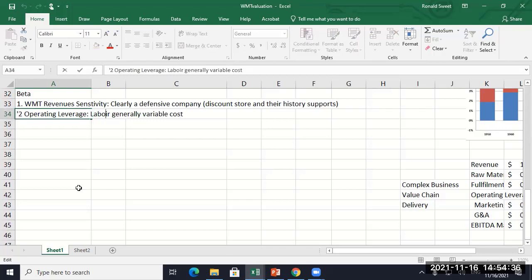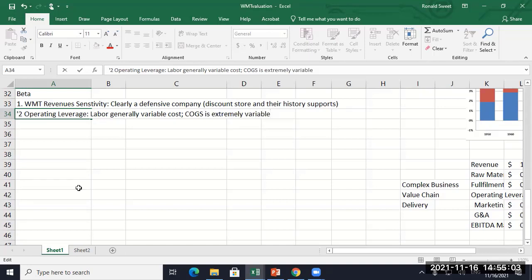Generally, they do have managers and others that are fixed costs, but I don't know at Walmart if the managers are probably a lot of them are hourly workers. So I don't know what percentage of Walmart's workers are hourly versus salaried, but I bet it's a pretty high percentage. They also have their cost of goods sold, which is extremely variable, right?